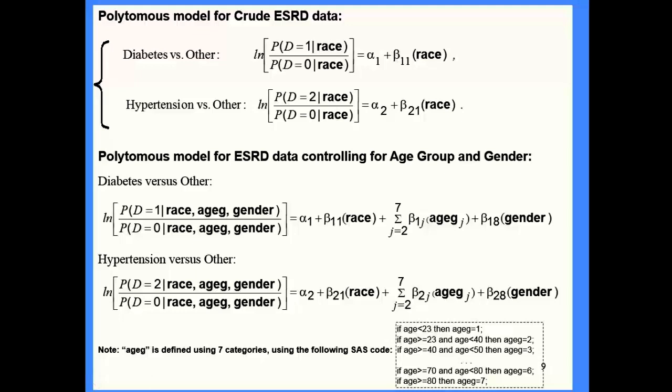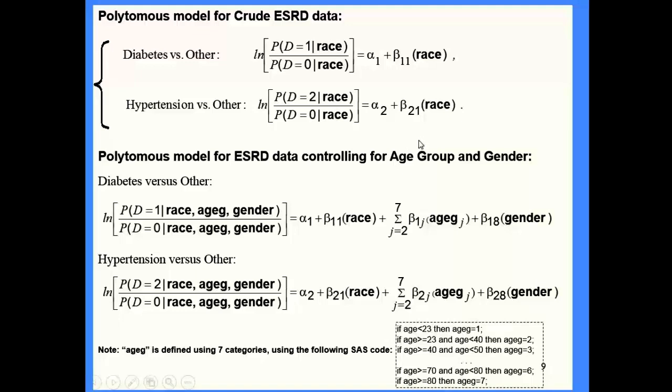Race is a 0-1 variable. Just looking at the first component, e to the beta 1,1, right? e to that coefficient of the race variable. What would be the odds ratio dealing with the second model? It would be e to the beta 2,1.